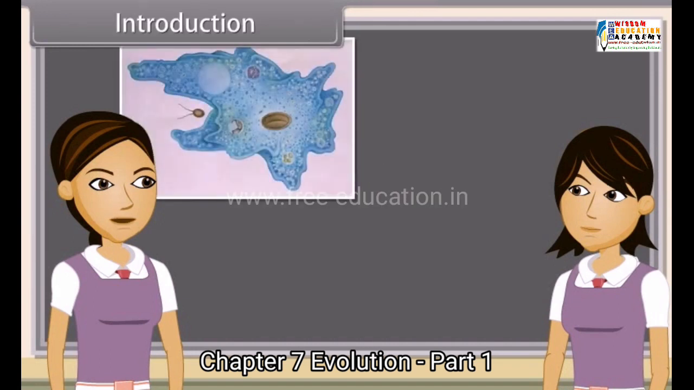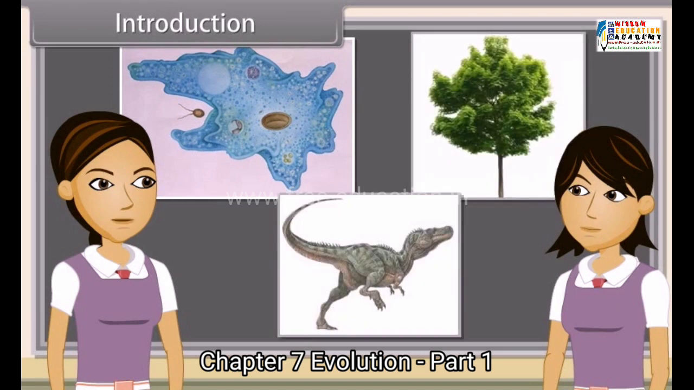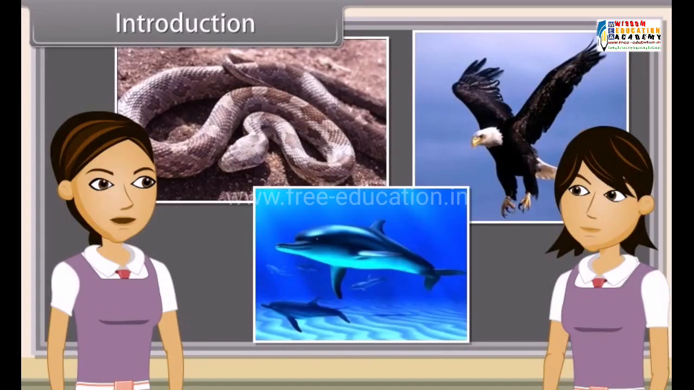Can you name this organism? Yeah, this is amoeba. Name these organisms as well. The first one is a tree and the second a dinosaur. Identify these creatures: snake, eagle, and dolphins.